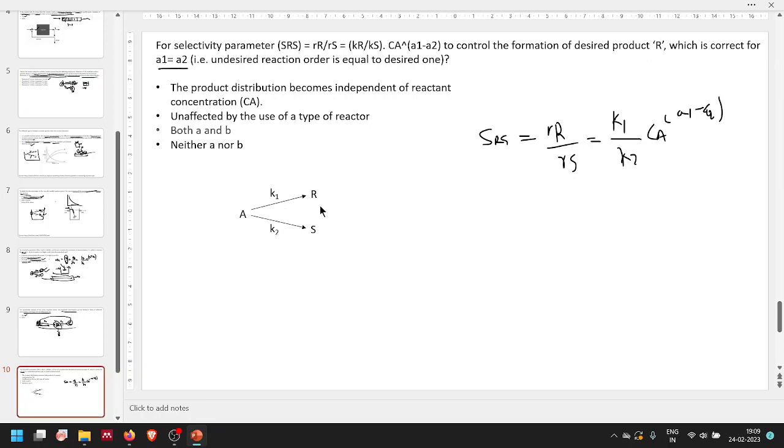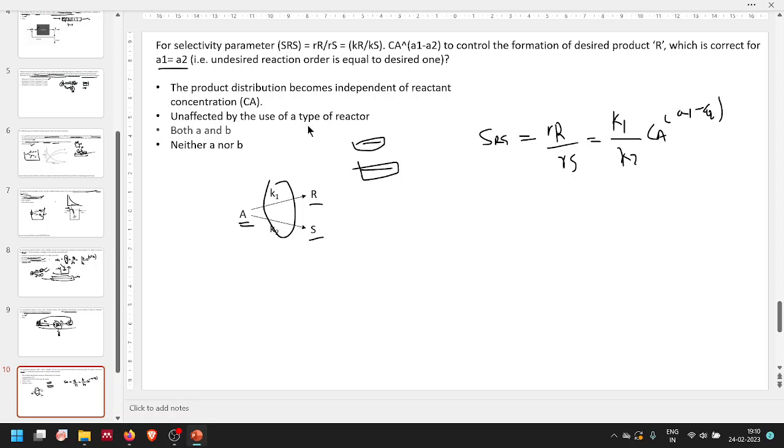Now in this case, both the formation of R and your undesired product S have a similar order of reaction, which means that the concentration dependence of R and S on A is similar. It means there is an equal chance of formation of R and S no matter what kind of reactor you use or what kind of conversion scheme you keep, because the product distribution becomes independent of reactant concentration since they both are following the same order of reaction.